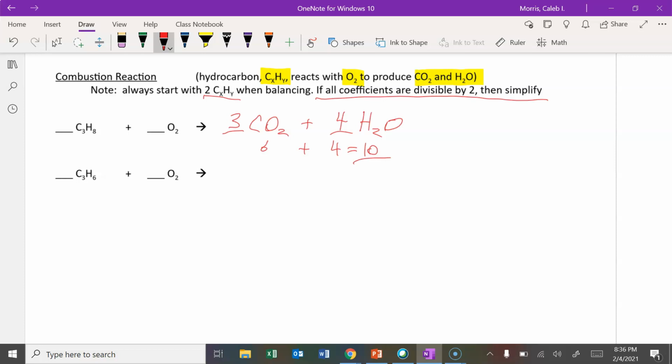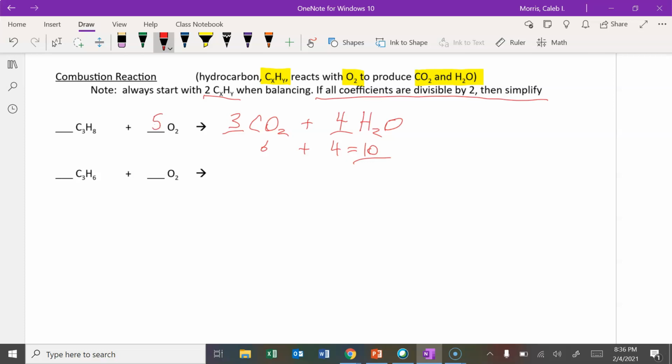Looking at the reactant side, there's only one place you see oxygen, and it's right here. So what could I multiply 2 by in order to get 10? I would have to multiply by 5. Let me do that again. Multiply by 5. So if you check, everything should be balanced now.